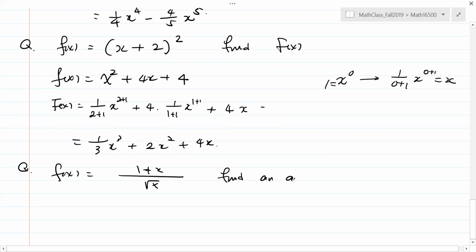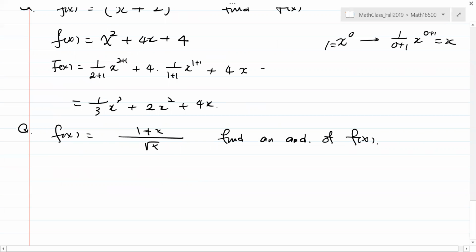Find an antiderivative of this function, right? So it's the same idea. You can use a quotient rule to find the derivative, but right now we don't have any other method to find an antiderivative of such a quotient. We can do it later, but we cannot do it right now. It's a limited method. We are not able to find the antiderivative of a function expressed as a quotient of two functions. So we have to modify this function.